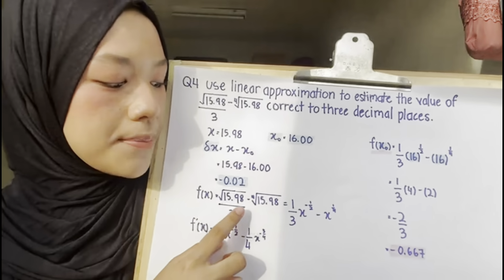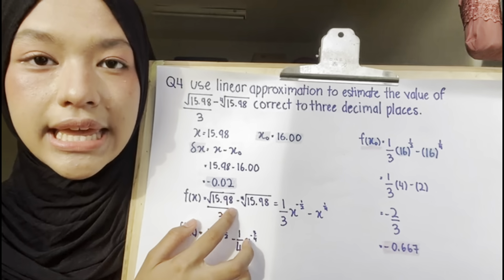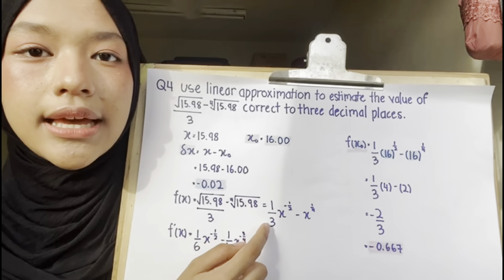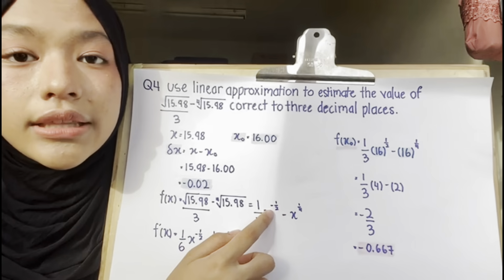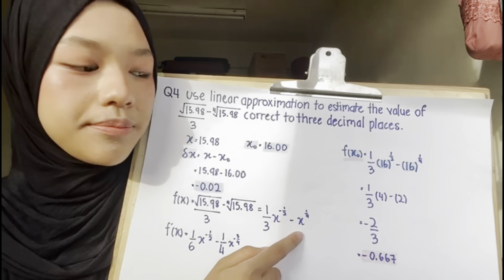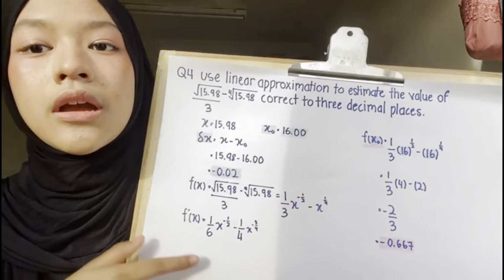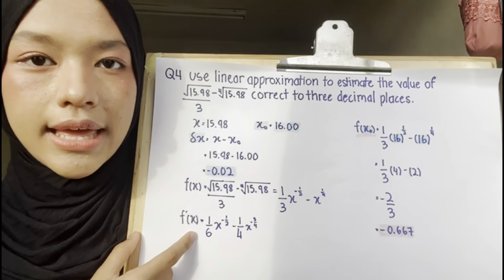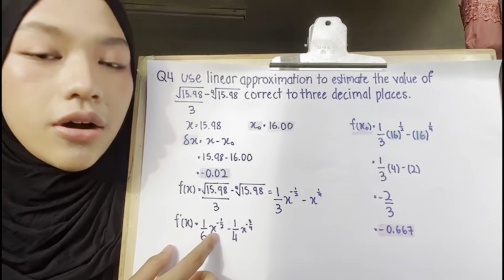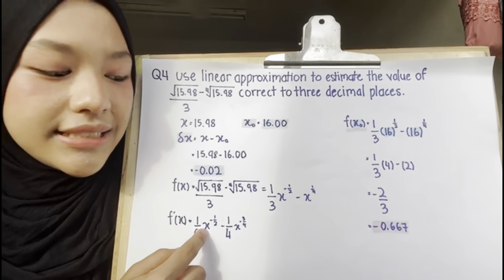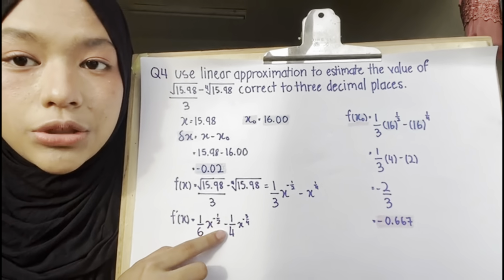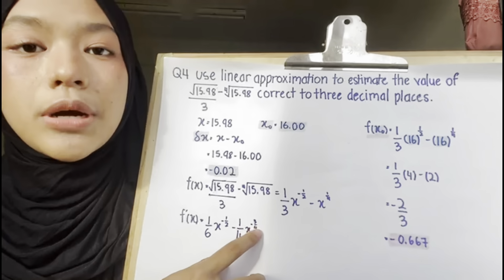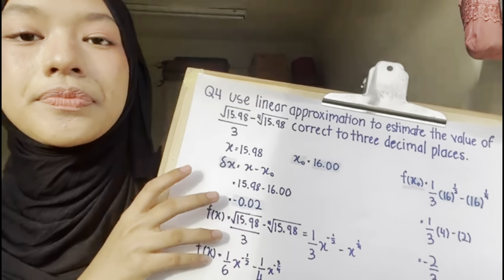Now, we need to find the f x function and also the f prime x function. First, we replace 15.98 with x, and we will get f x equals 1 over 3 times x to the power of negative 1 over 2 minus x to the power of 1 over 4. For our f prime x, we get 1 over 6 times x to the power of negative 1 over 2 minus 1 over 4 times x to the power of negative 3 over 4.